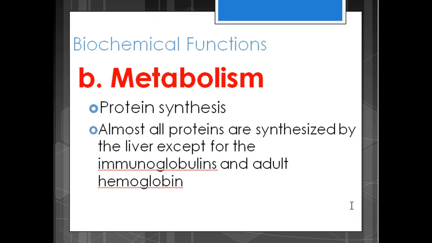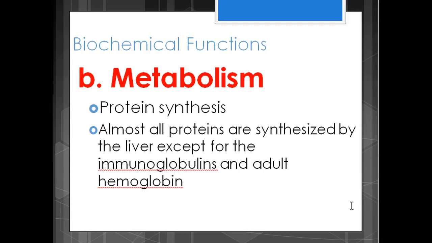bone marrow. So it is not the liver that makes these three proteins: immunoglobulin, which is made by, again, what cell? Plasma cell. Adult hemoglobin, which is synthesized by, okay, red blood cells. And von Willebrand factor, which is synthesized by endothelial cells. Okay, so the liver plays an essential role in the development of hemoglobin in infants. That's why it was mentioned here as adult hemoglobin.